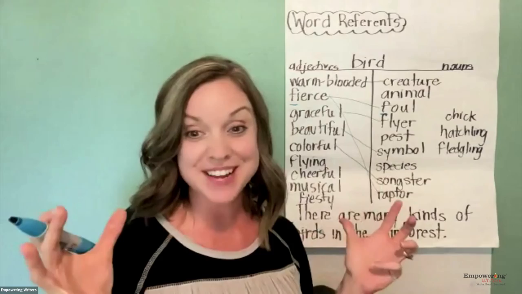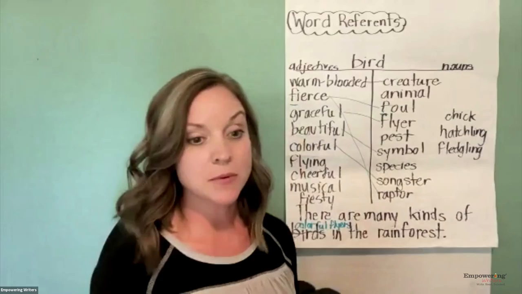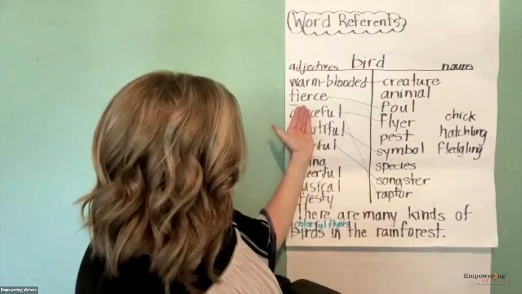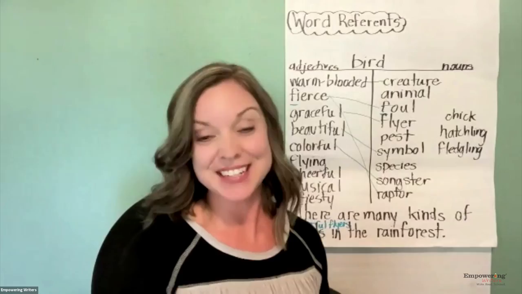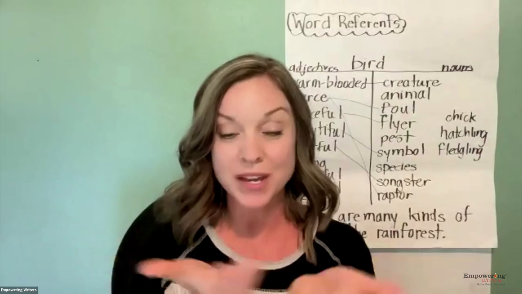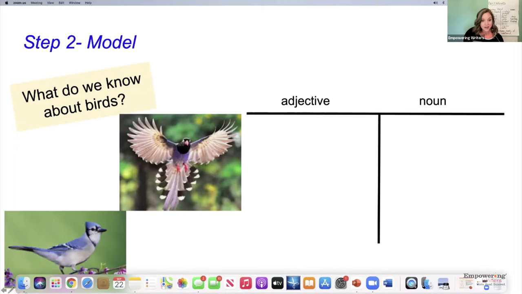Can you find another one? Maybe we would say there are many kinds of graceful hatchlings. There are many kinds of beautiful fowl in the rainforest. All right. So what did we just do together? We listed our nouns, we listed our adjectives, we paired those up, we modeled what that revision looked like. Okay, so let's go into what would happen next in the process.